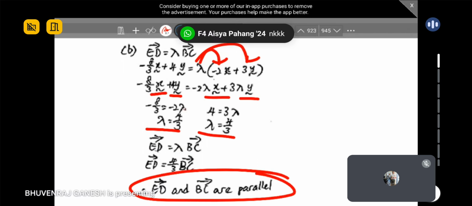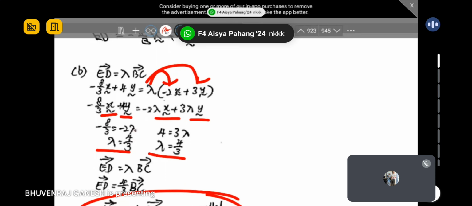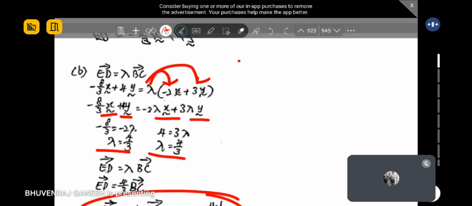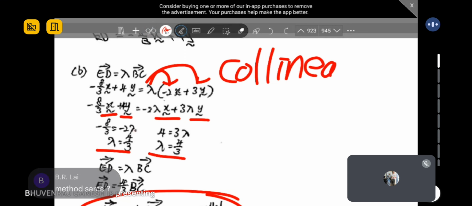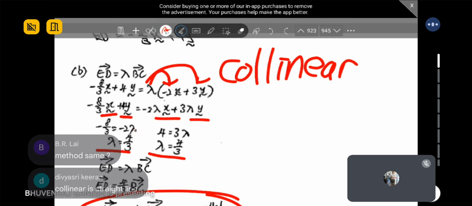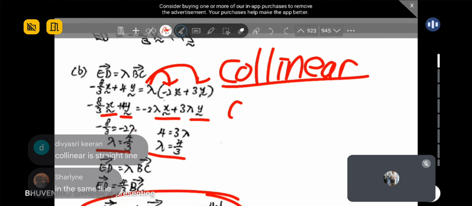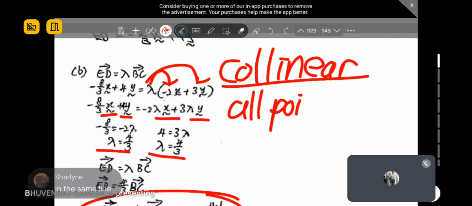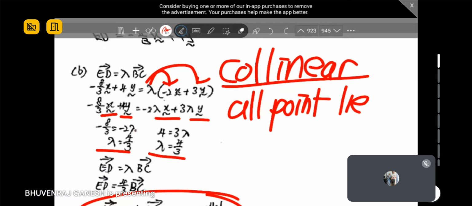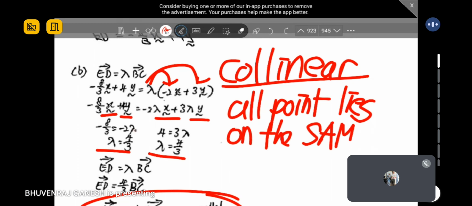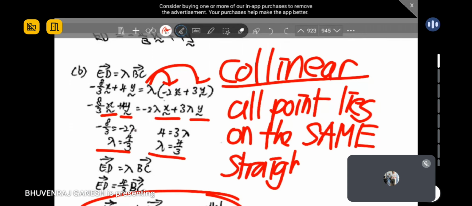It doesn't mean like that. Okay, guys, I explained this term, collinear and parallel. Okay, collinear. Anyone know what's the meaning of collinear? Siapa tahu maksud segaris? Can anyone tell me? Yes, collinear basically means all point lies on the same is a keyword. Same straight line. Okay, semua titik berada di atas garis yang sama. That is the meaning of collinear.